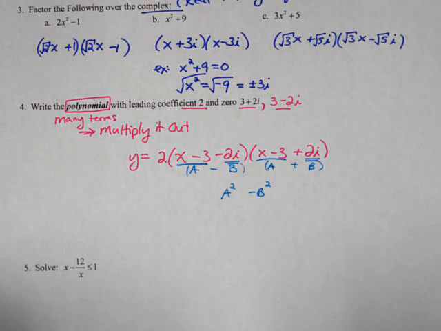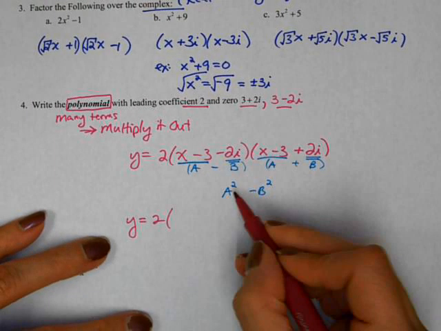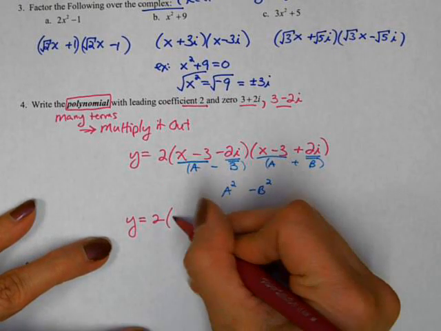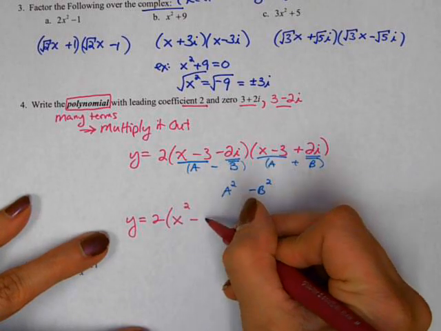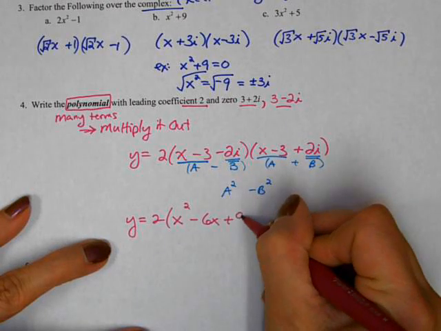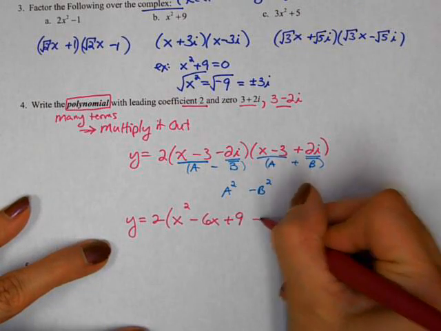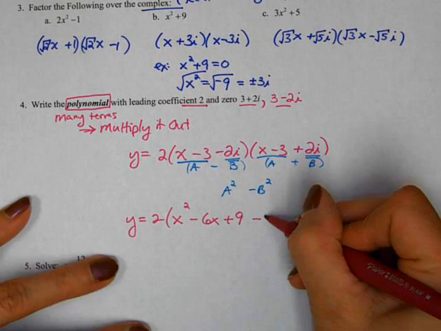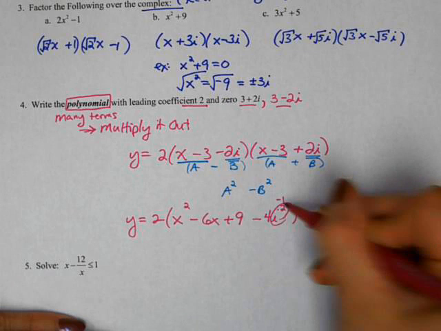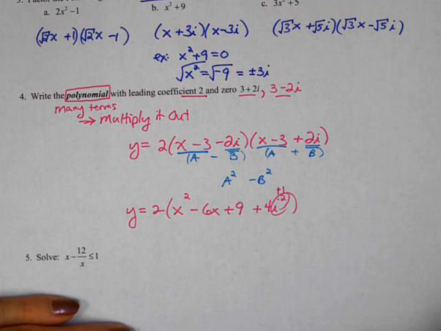Let's try that. Okay, so y equals 2. You just hang on a second. We're going to do the A thing squared. Don't forget about first, outers, inners, last. It's x squared minus 6x plus 9. That's the A thing squared. Now we're going to minus the B thing squared. 2i times 2i is 4i squared. But when I say i squared, you say negative 1. So this is actually going to become plus 4.